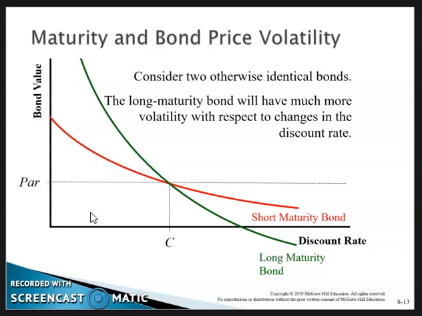So bond maturity and price volatility. We've got two identical bonds. One is a long maturity, one is a short maturity. The price volatility we can see is going to be much greater. The value of the long maturity bond is going to be much more responsive to changes in interest rates. The short maturity bond's price is not going to change as much. But if they both have the same coupon and the coupon and the yield are the same, then they would trade at par.